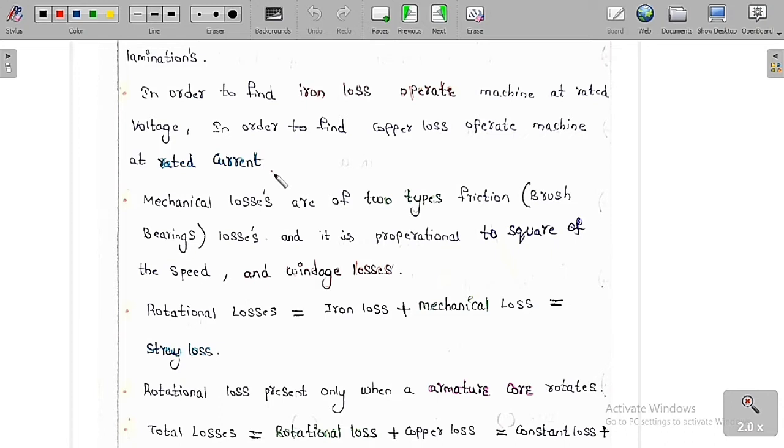If you want to figure out the copper losses, then operate the machine at the rated current. Mechanical losses are of two types: friction, which is brush and bearing losses and is proportional to the square of the speed, and the windage losses.